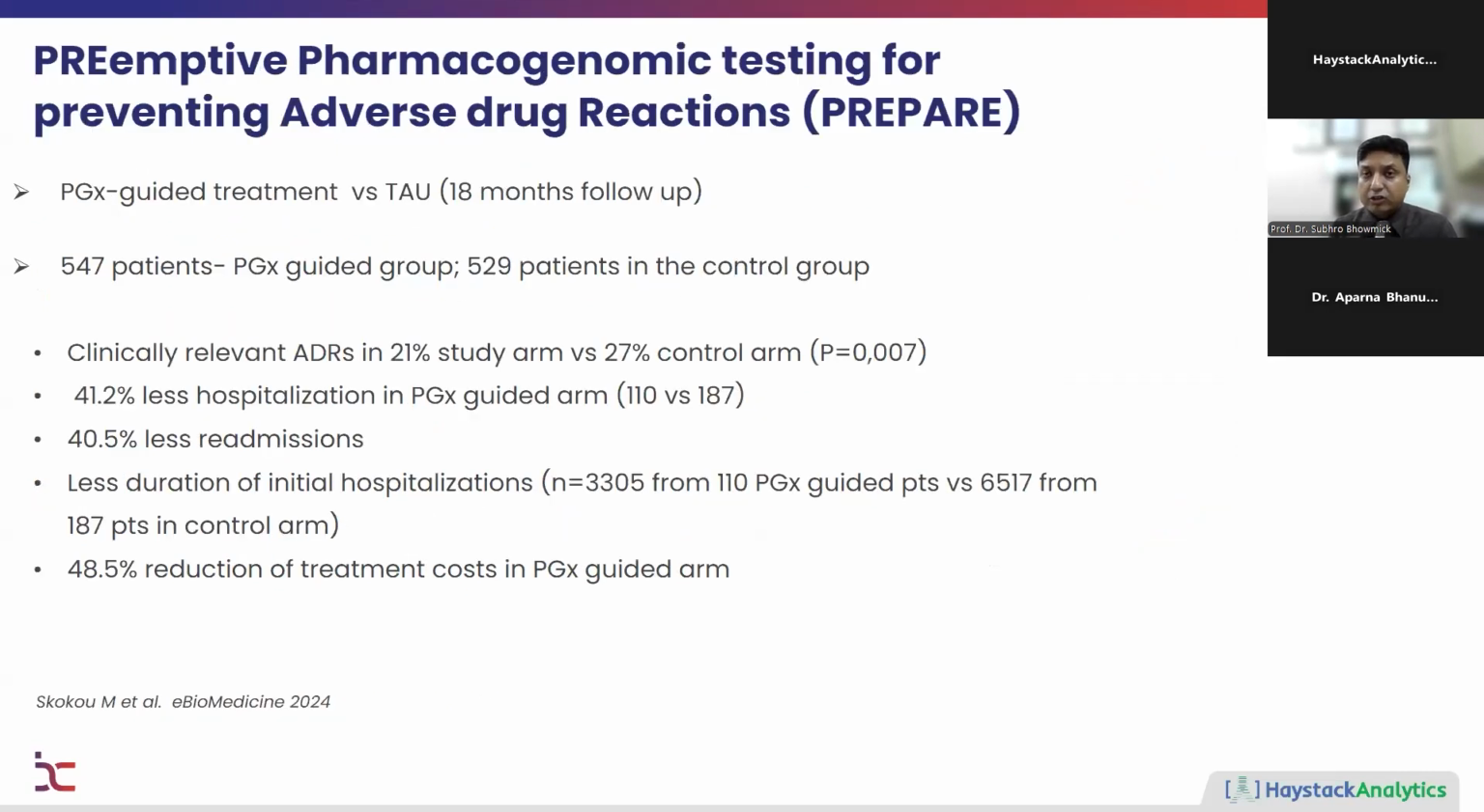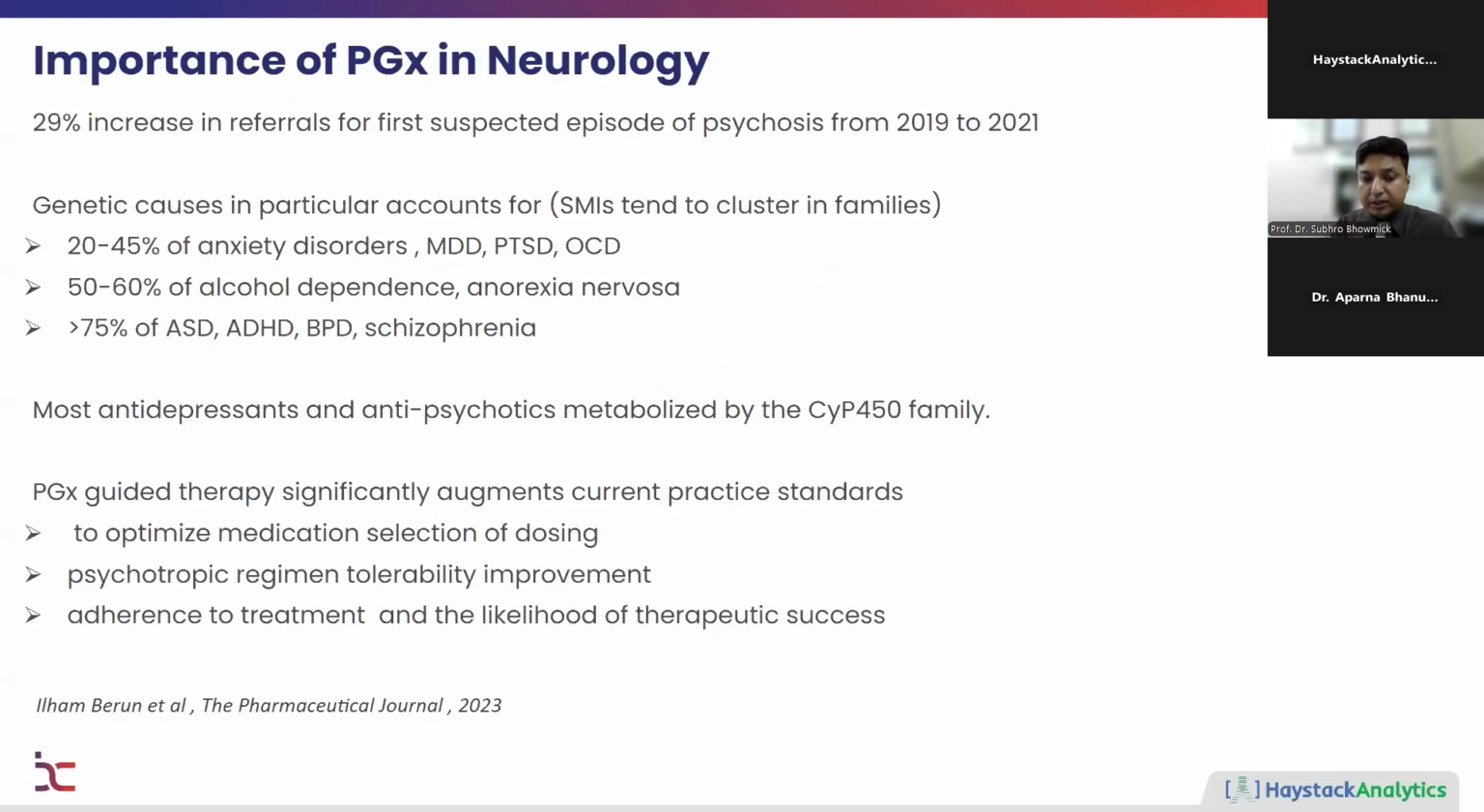Sometimes I've seen gynecologists also prescribe this. But what we don't know is that they undergo metabolism by the cytochrome P450 enzyme system. So it is extremely important that pharmacogenomics-guided therapy is brought about for giving these medications, because it can optimize number one, medication selection, improve psychotropic regimen tolerability, and improve adherence to the treatment and likelihood of therapeutic success.